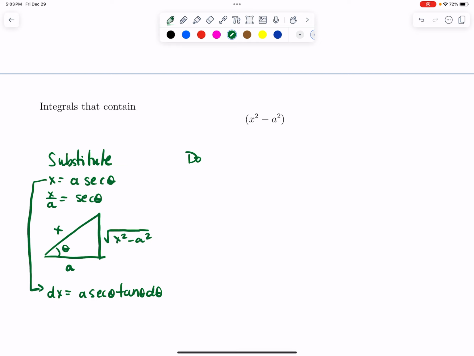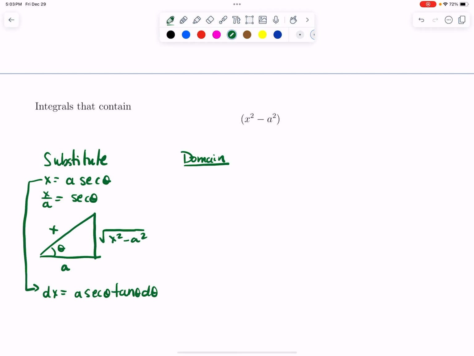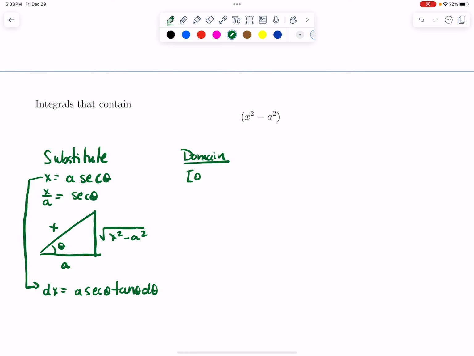Our domain here, now remember that for cosine it's negative pi, 0 to pi, but because we have 0 at pi over 2 for cosine, we're going to restrict this to just 0 to pi over 2. And then the identity that we will use likely in this problem is going to be, yet again, the Pythagorean identity, and that is secant squared theta minus 1 is tangent squared theta.